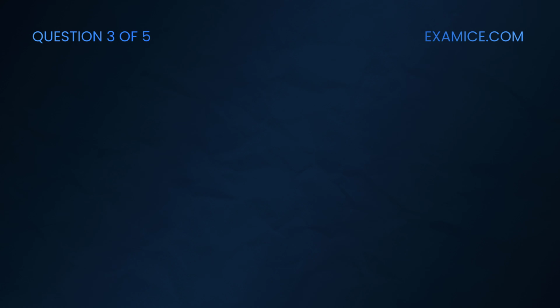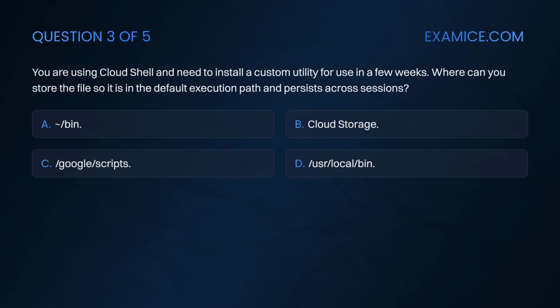Question 3. You are using Cloud Shell and need to install a custom utility for use in a few weeks. Where can you store the file so it is in the default execution path and persists across sessions? Option A, ~/bin. Option B, Cloud Storage. Option C, storage from Google Scripts. Option D, /usr/local/bin.